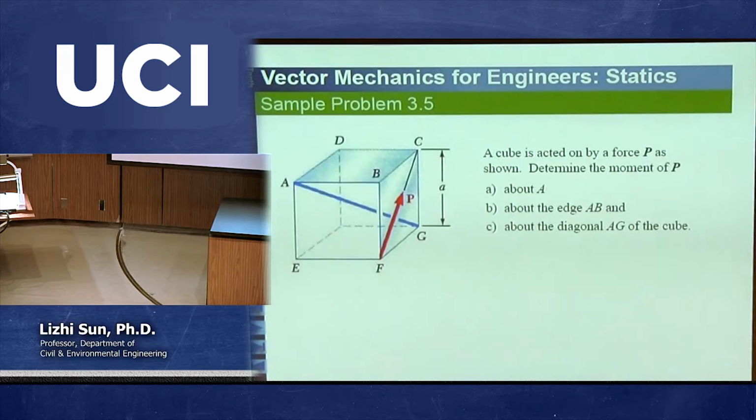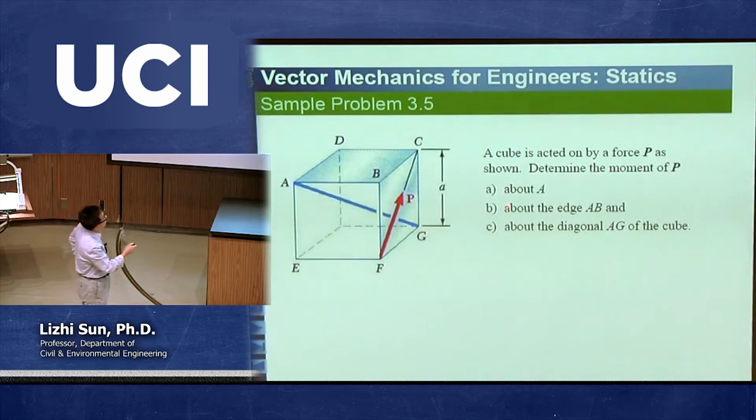So what I'm going to do is talk about a typical example just to show you how we are going to calculate the second kind of moment. It's a typical three-dimensional object with forces applied on. So let's take a look at this example. A cube is acted on by a force P. So this is a force P. This is a cube, A, B, C, D, E, F, G. Probably this is a point H, I guess. So there's a force acting on point F.